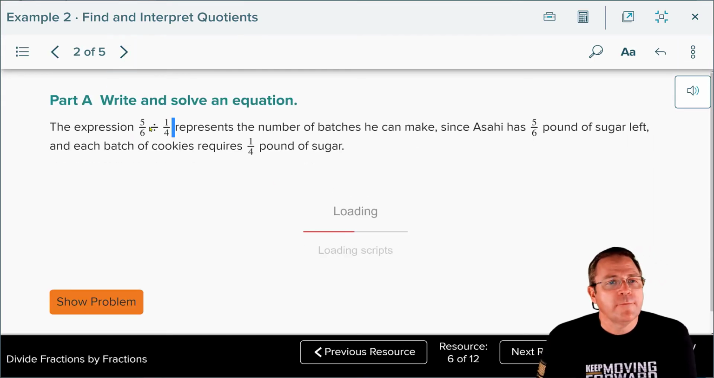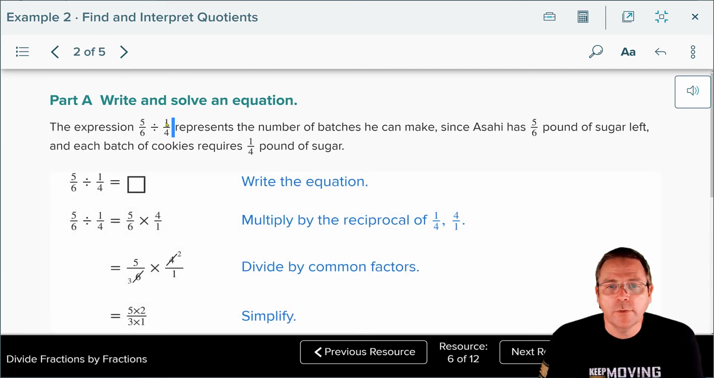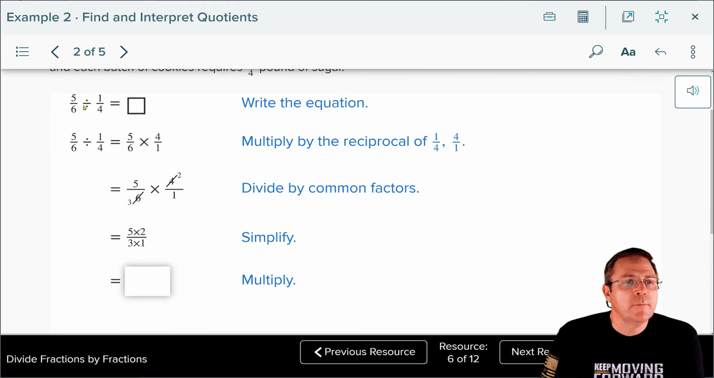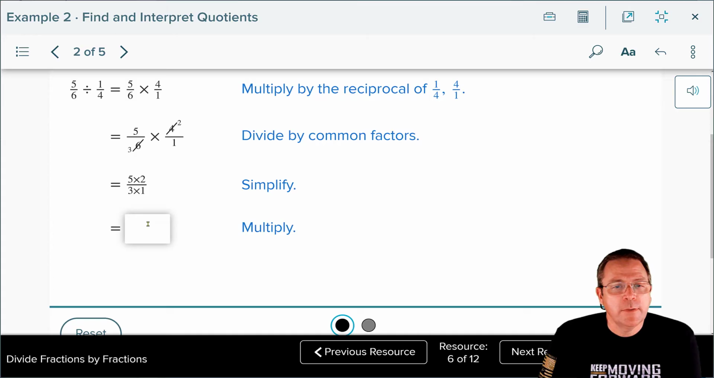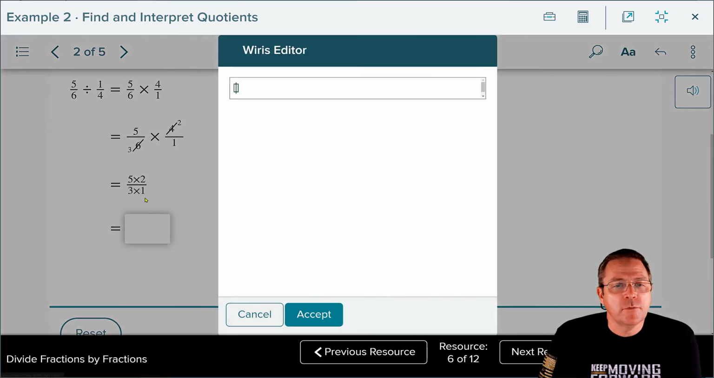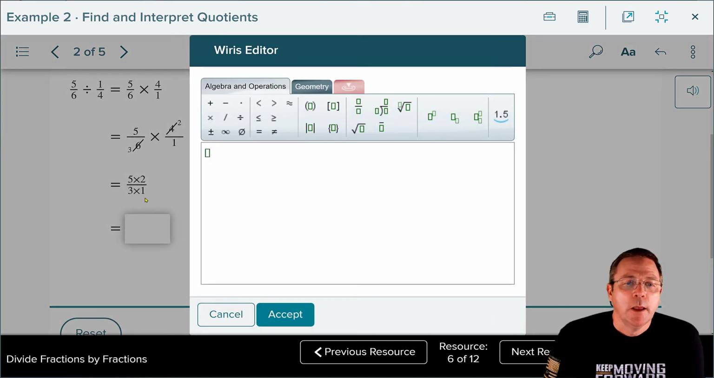I was right. You got 5/6 divided by 1/4. Now if you take a look at the problem here, wow, they just jumped way ahead. 5/6 divided by 1/4 was the same thing as 5/6 times 4 over 1. Next they simplified. They said 2 went into 4 2 times and 2 went into 6 3 times. And they're going to multiply 5 times 2. That's going to be 10. 3 times 1. That's going to be 3. So that's going to become 10 over 3, which is going to be 3 and 1/3 left.